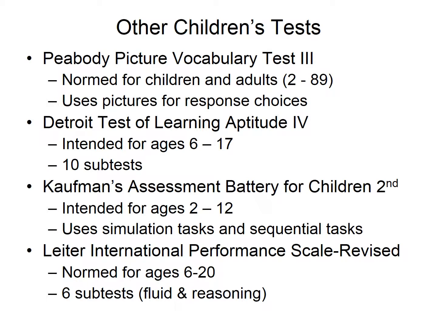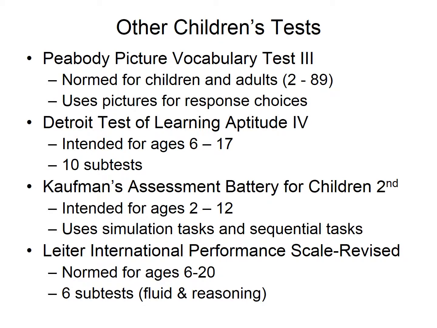There's the Kaufman Assessment Battery for Children, 2nd edition. It's intended for ages 2 to 12. It uses simulation tasks and a sequential task. So this is definitely an individually administered test. You need a test administrator, and you're not answering questions or choosing the right box or the right image. In this one, it's actually a series of sequential and simulation tasks, so manipulations and problem solving that children are given to determine their level of assessment.